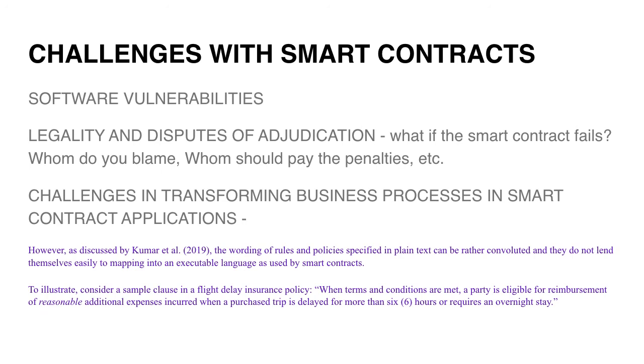So let's consider a simple clause in flight delay insurance policies, right? So this is actual wording. When the terms and conditions are met, a party is eligible for reimbursement of reasonable additional expenses incurred when a purchased trip is delayed for more than 6 hours or requires an overnight stay. Now, who decides what the terms and conditions are? Are these terms and conditions fixed, written somewhere in stone? Not necessarily. The company can always argue that the terms and conditions are not met.